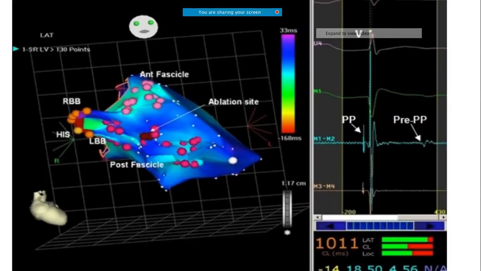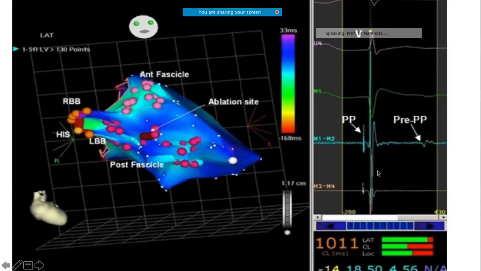So, this was one of the cases which was done, and you can see it over here. What do you notice over here? The anterior fascicle area has been marked, the posterior fascicle area has been marked, the left bundle branch has been marked as well, the His area as well, and even the right bundle branch has been marked as well. And finally, a line was drawn, as I was telling you, a perpendicular line across this where the PP was seen, in fact. As you can see here, if you look carefully.